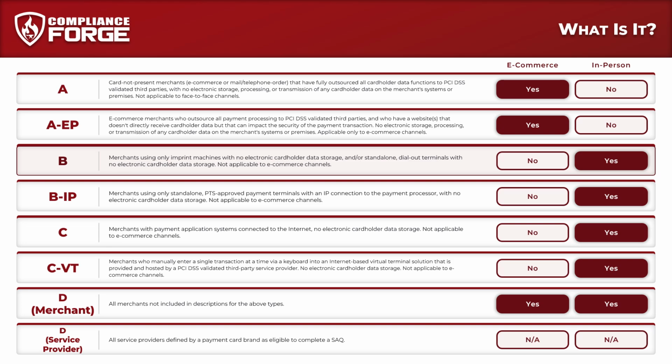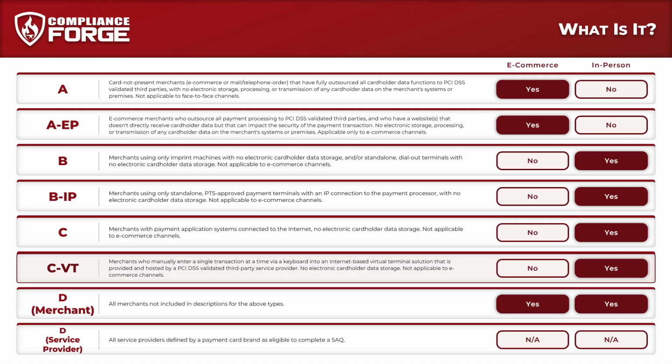SAQ-B is for merchants using only imprint machines with no electronic cardholder data storage and/or standalone dial-out terminals with no electronic cardholder data storage. It is not applicable to e-commerce channels. SAQ-B-IP is for merchants using only standalone, PTS-approved payment terminals with an IP connection to the payment processor with no electronic cardholder data storage. Also not applicable to e-commerce channels. SAQ-C is for merchants with payment application systems connected to the Internet with no electronic cardholder data storage, not applicable to e-commerce channels.